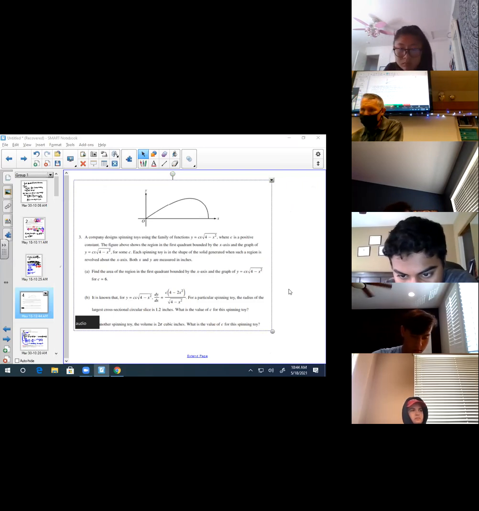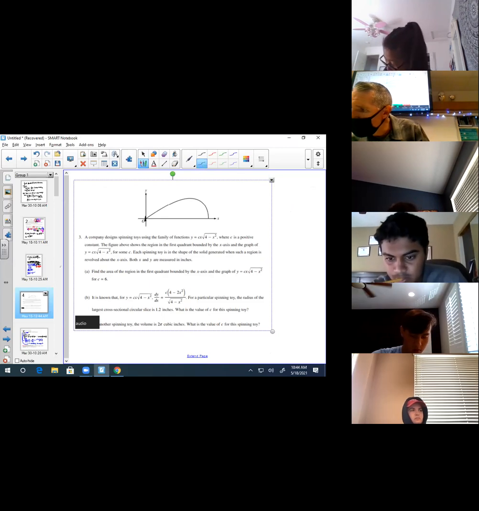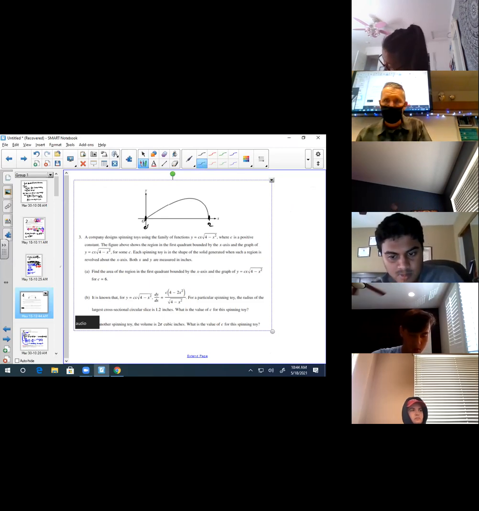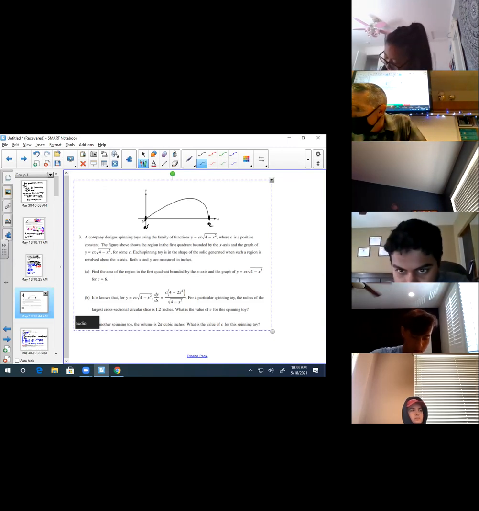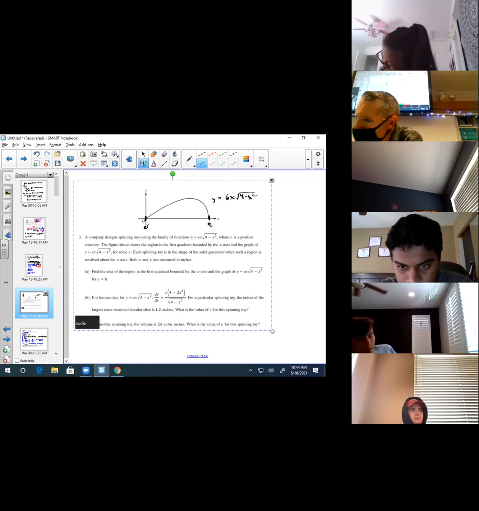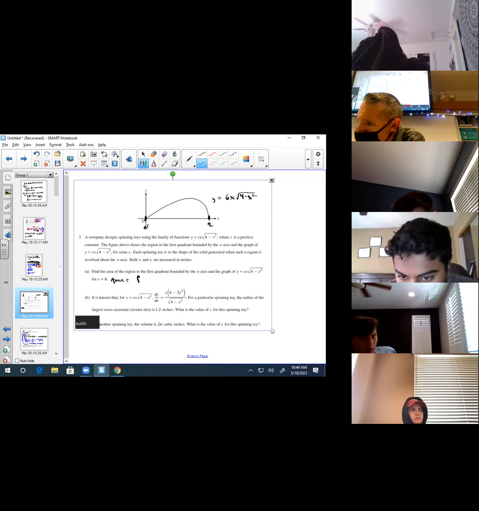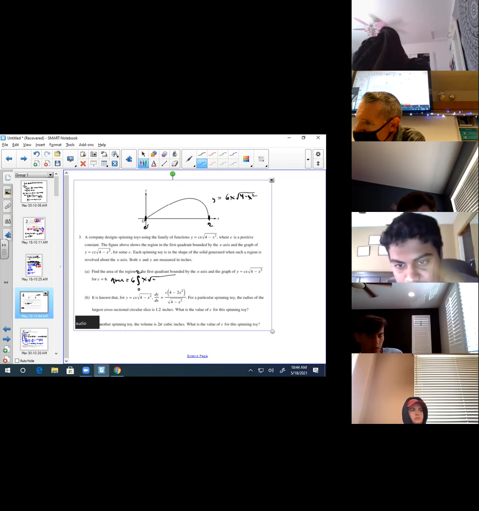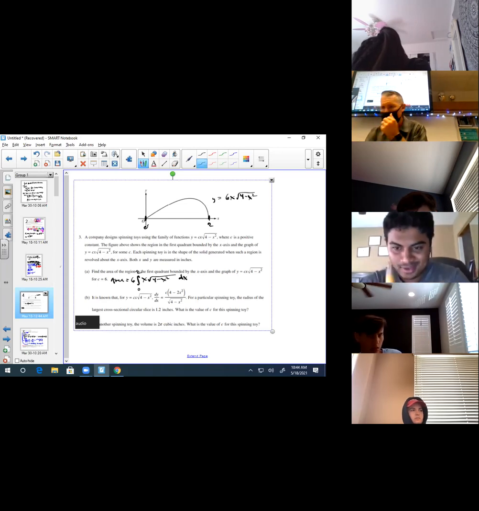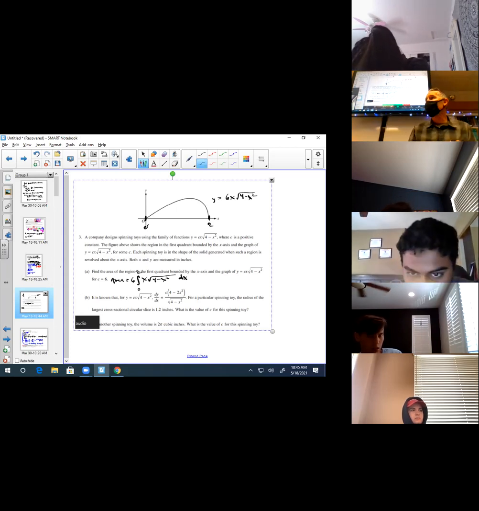Again, this is 0. That's 2. And we have y equals 6x root 4 minus x squared. So the area for part A is equal to the integral from 0 to 2. I'd maybe pull out the 6 and have x root 4 minus x squared dx. If you had to integrate that by hand, what would you do?